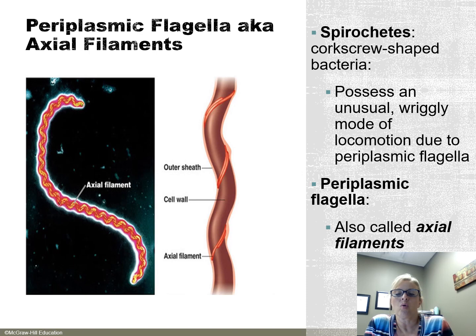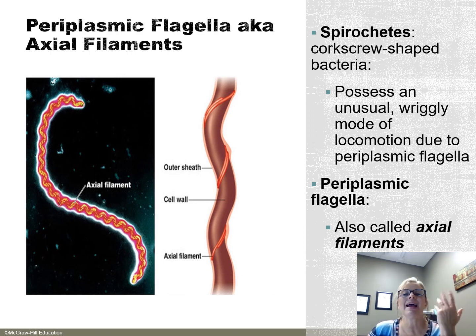Periplasmic flagella are what I always call axial filaments. I don't know of any other text that uses periplasmic flagella, but if there's more than one word for it, it's always important to know that, okay? But you'll hear me refer to them as axial filaments, and that makes sense because it goes down along the axis of the particular spirochete, okay?